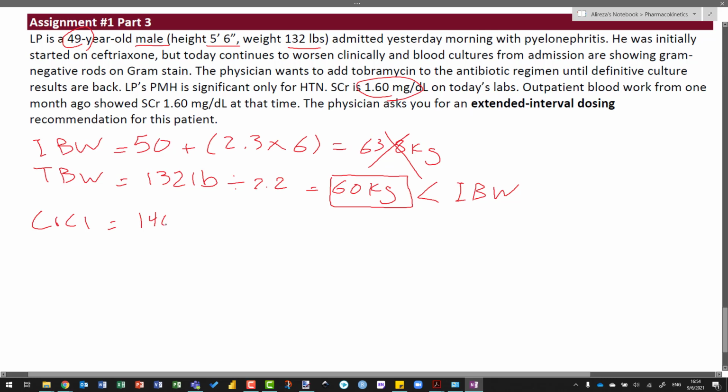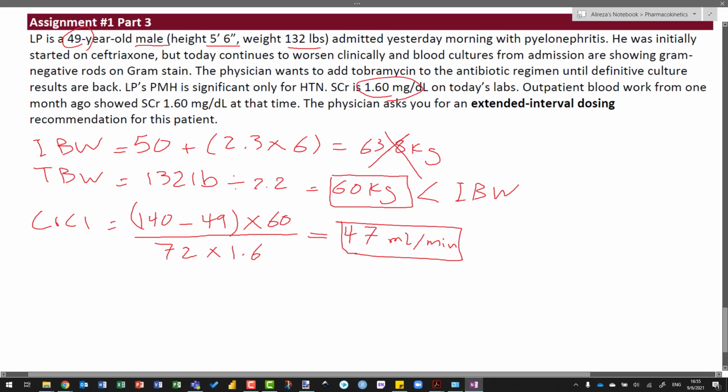To calculate creatinine clearance, we say 140 minus the age of the patient, which is 49, times the body weight, in this case 60 kilograms, divided by 72 times serum creatinine of 1.6. This is not a female, so we don't have to multiply by 0.85, and therefore you just get 47. So 47 mL per minute.